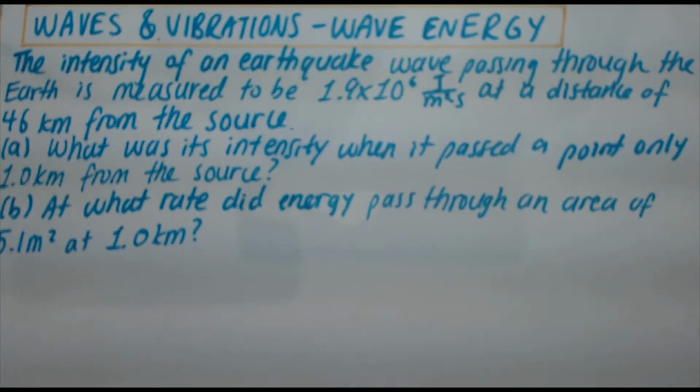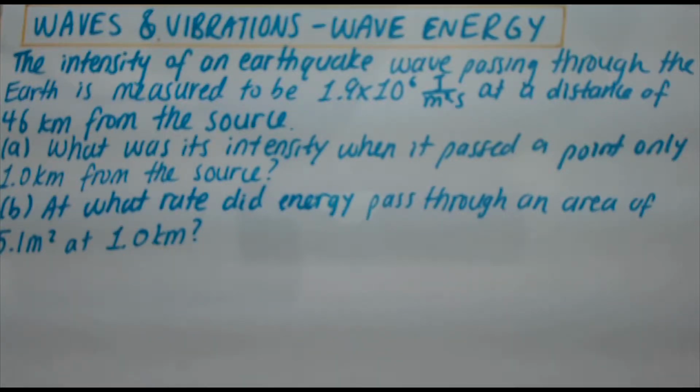The intensity of an earthquake wave passing through the Earth is measured to be 1.9 times 10 to the 6 joules per meter squared seconds at a distance of 46 kilometers from the source. Part A. What was its intensity when it passed a point only 1.0 kilometers from the source? And B. At what rate did energy pass through an area of 5.1 meters squared at 1 kilometer?